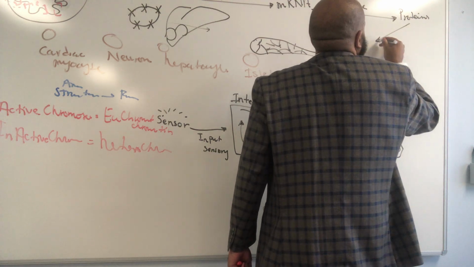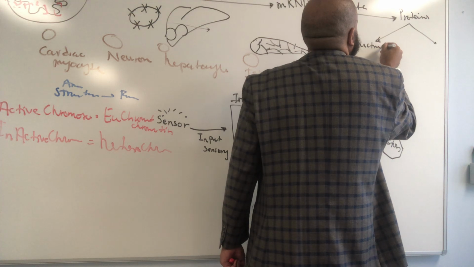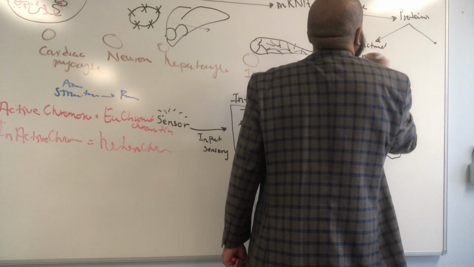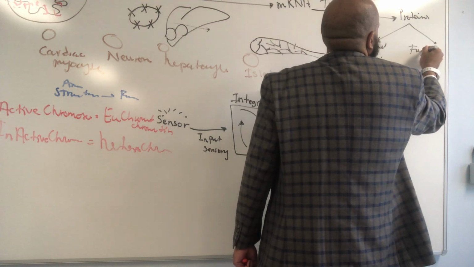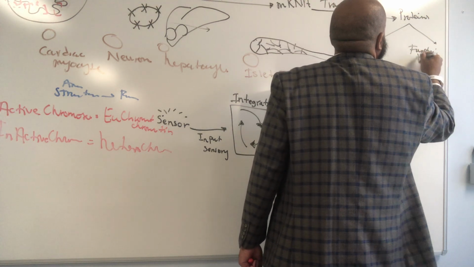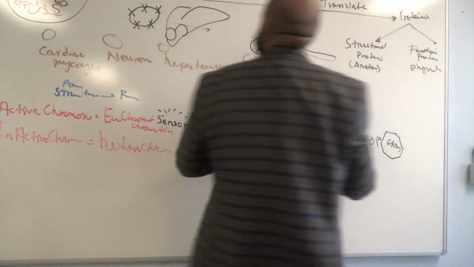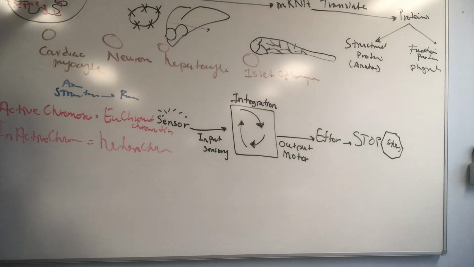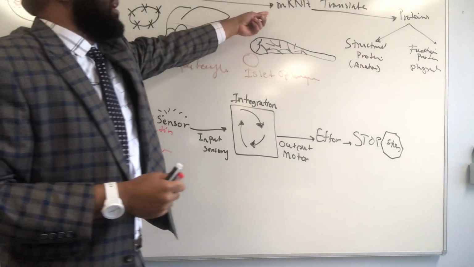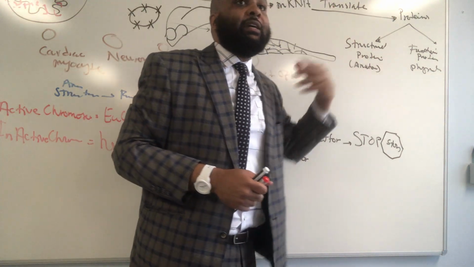And our proteins, we have two types of proteins. Structural proteins for anatomy, and functional proteins for physiology. But this is the dogma. We begin with DNA. We transcribe it to get mRNA. Then we go to the ribosome. We translate it to get our desired protein.